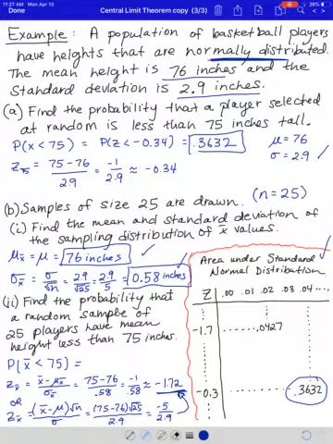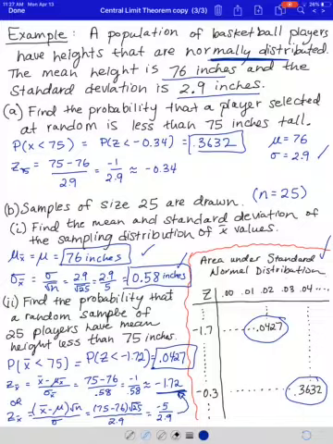Okay, so to finish our problem, the probability that x bar is less than 75 is equal to the probability that z is less than negative 1.72. And then if we look at our table, we can see that this probability is 0.0427, and that would be our answer. Notice the probability that a sample of 25 players has a height less than 75 inches is much smaller than the probability that just one player selected at random has a height of less than 75 inches. And there we go.